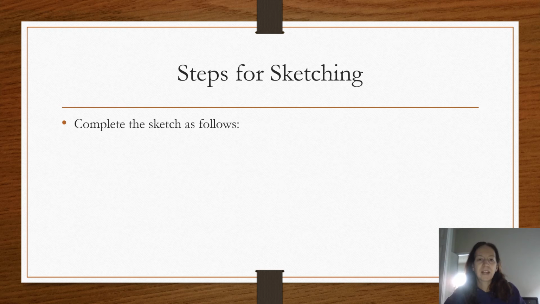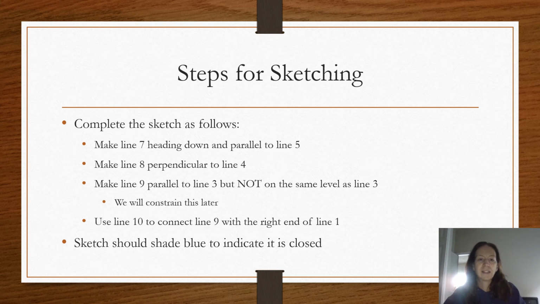And then complete the sketch as follows. You're going to make line 7 heading down parallel to line 5, make line 8 perpendicular to line 4, make line 9 parallel to line 3, but not on the same level as line 3. So that's a collinear constraint. We're going to try to avoid the collinear constraint so that we can apply it ourselves. And then we'll constrain this later, and then use line 10 to connect line 9 with the right end of line 1. So the sketch should shade blue to indicate that it's closed.